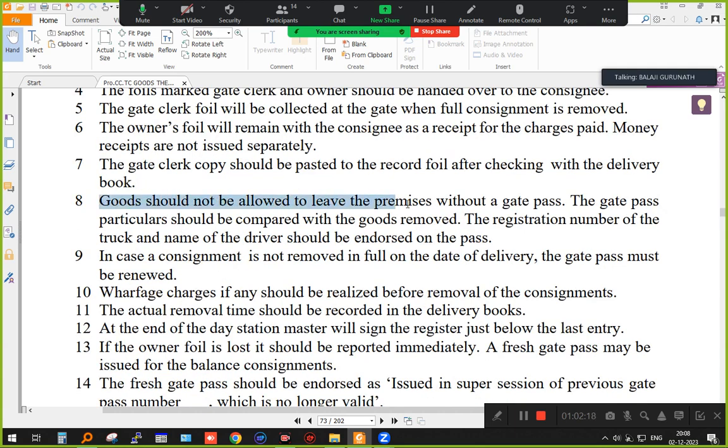Now, goods should not be allowed to leave the premises without a gate pass. The gate pass particulars should be compared with the goods removed. The registration number of the vehicle or truck and the name of the driver should be endorsed on the pass. So what should be taken? The truck number and the driver name should be written.